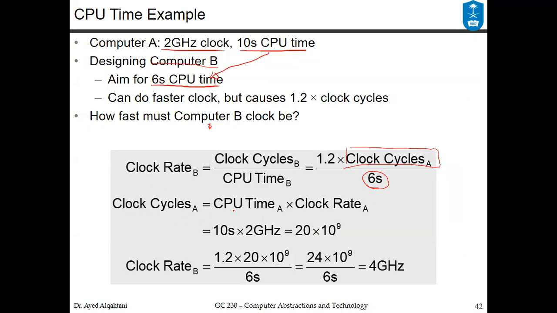So here we know the CPU time and we know the clock rate, and we want to know how many clock cycles for A. The CPU time for A is 10 seconds. The clock rate of A is 2 gigahertz, which gives 20 times 10 to the power of 9 clock cycles on computer A. Now, this number we can plug right here, and we can calculate the clock rate of B, and we found that it is going to be 4 gigahertz. So as a conclusion, if you want to move from computer A to computer B to satisfy this condition, you have to increase the clock rate from 2 gigahertz to 4 gigahertz.